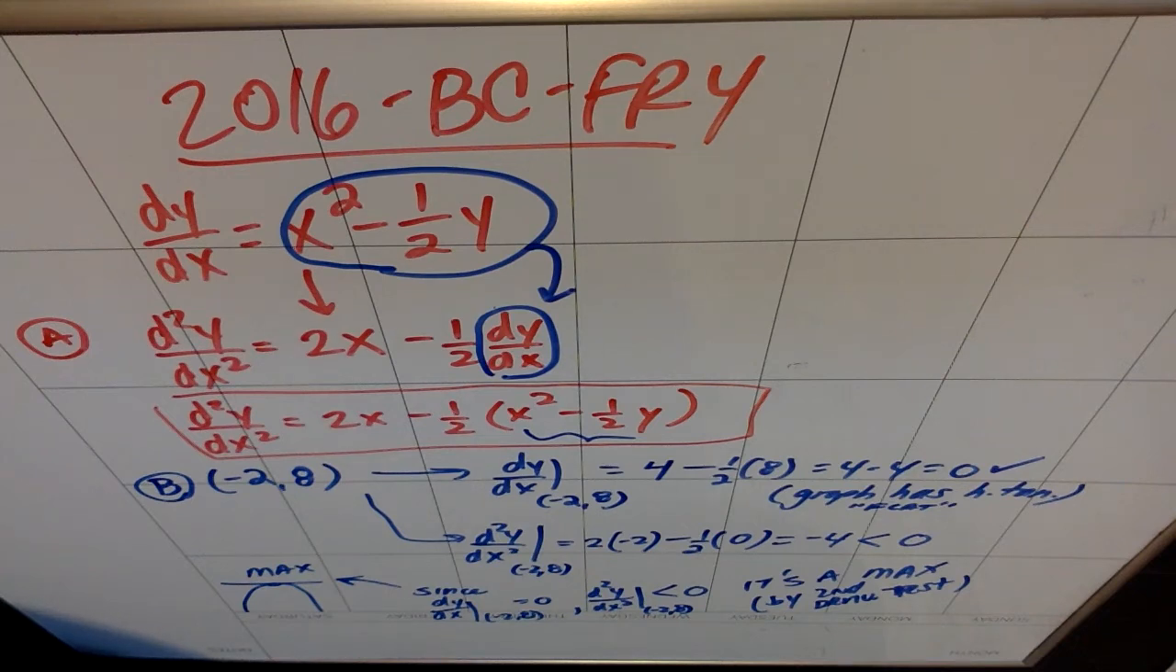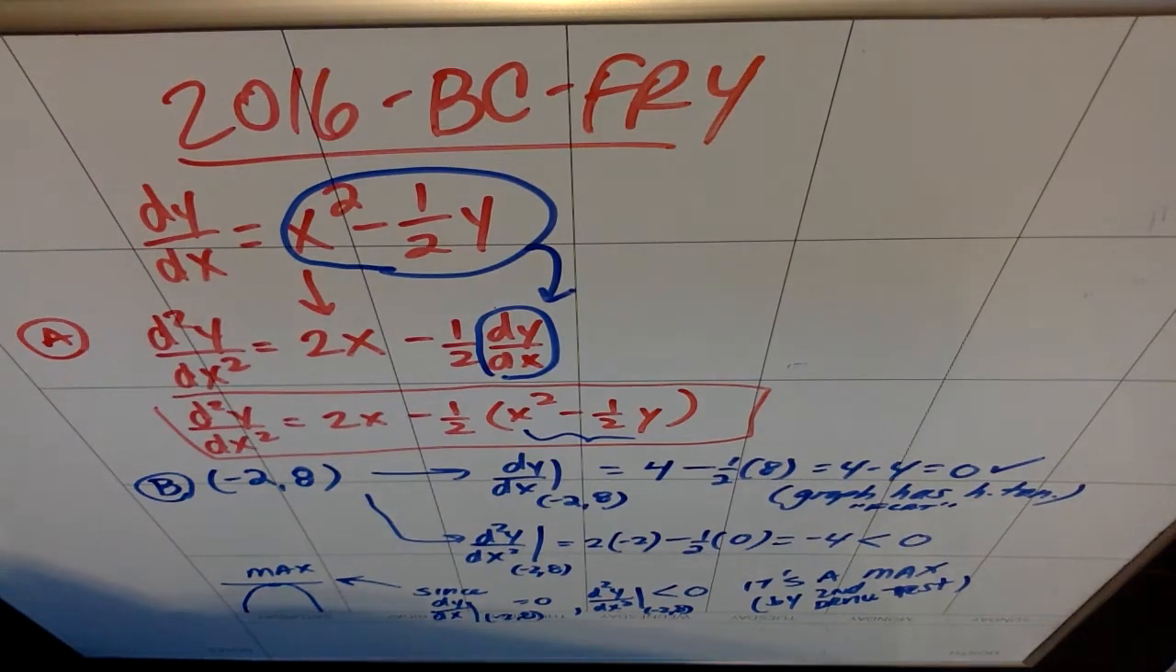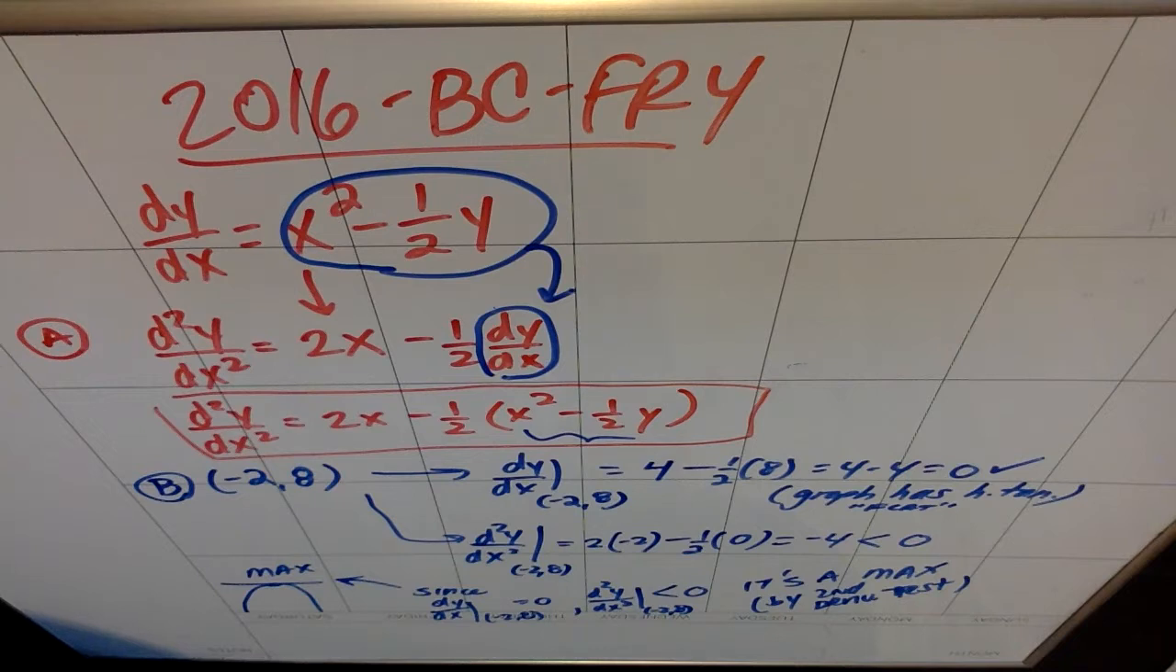Part C. Let y equals g of x be the particular solution to the given differential equation with g of negative 1 equal to 2. Find the limit as x approaches negative 1 of g of x minus 2 all over 3 times the quantity x plus 1 squared. Show the work that leads to your answer.